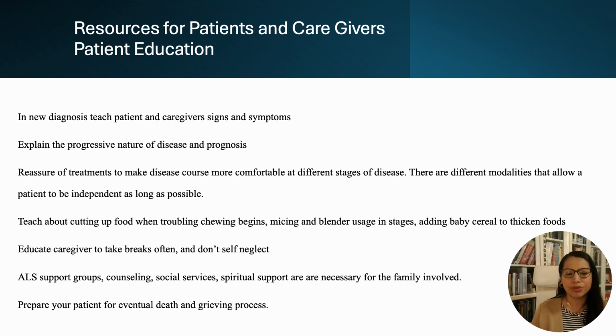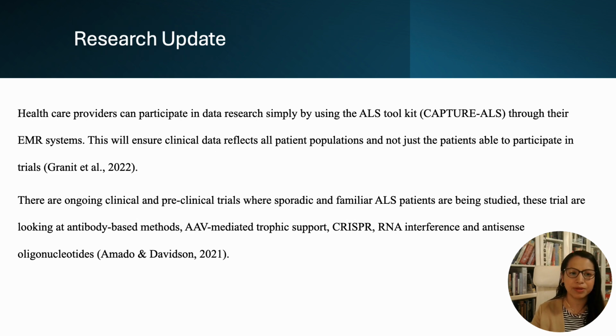You want to make sure that you're educating the caregiver to take as many breaks as possible and not neglect themselves. Let them know about ALS support groups, counseling, social services, and of course spiritual support for the family if they are open to that. And then prepare your patient and caregiver for the eventual death that will occur, as there is no cure currently, and the grieving process. But I don't want to leave you on a sad note.